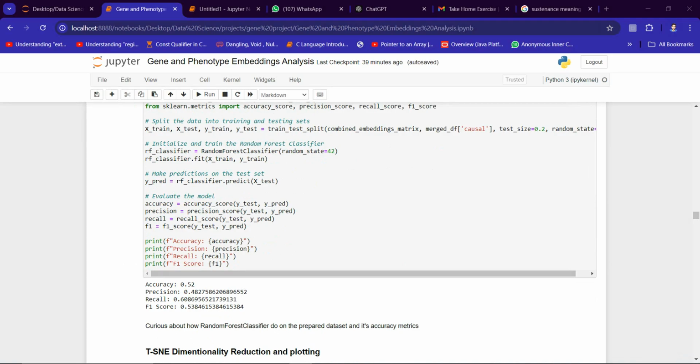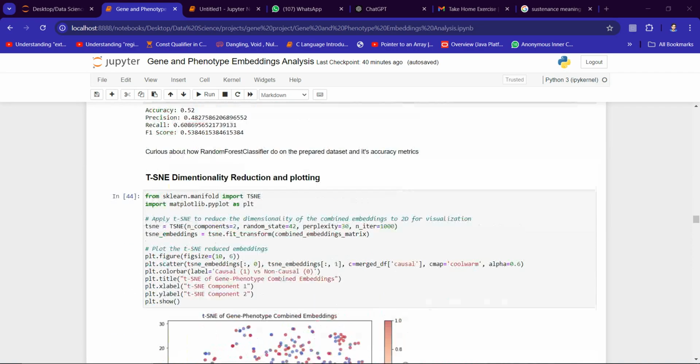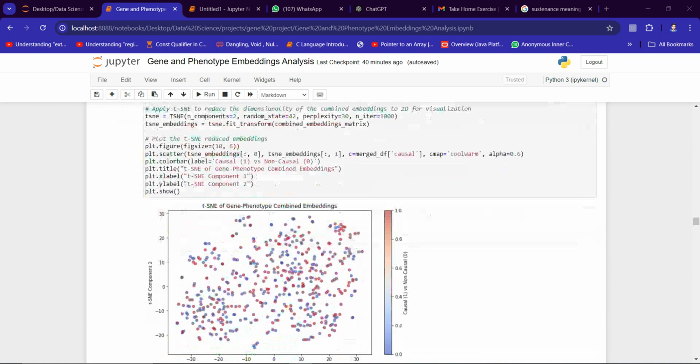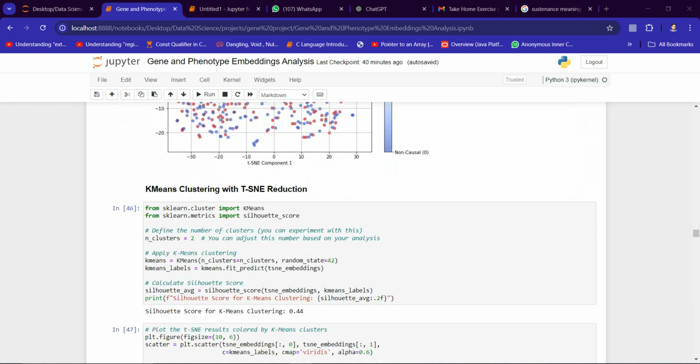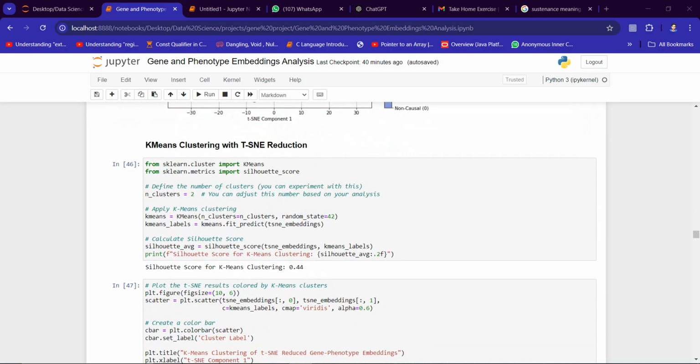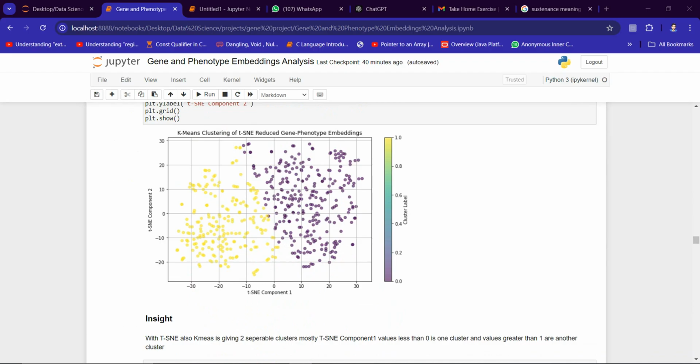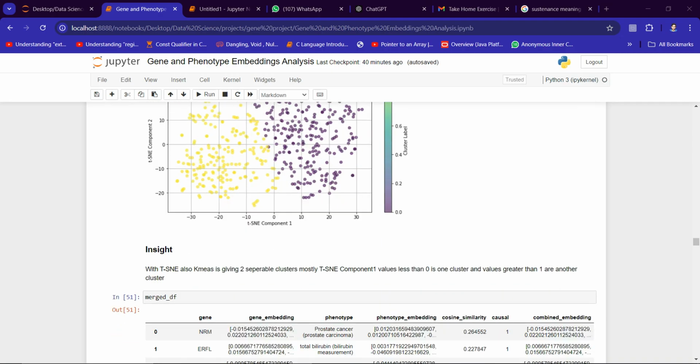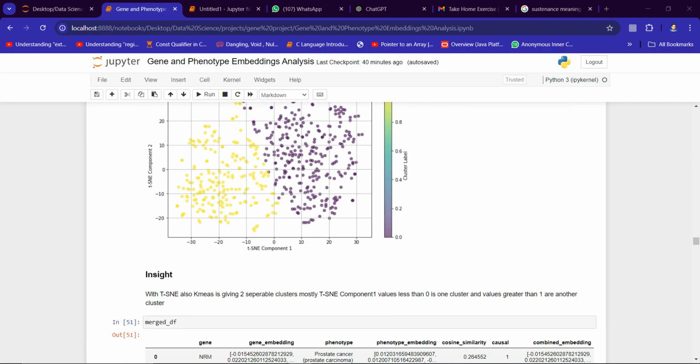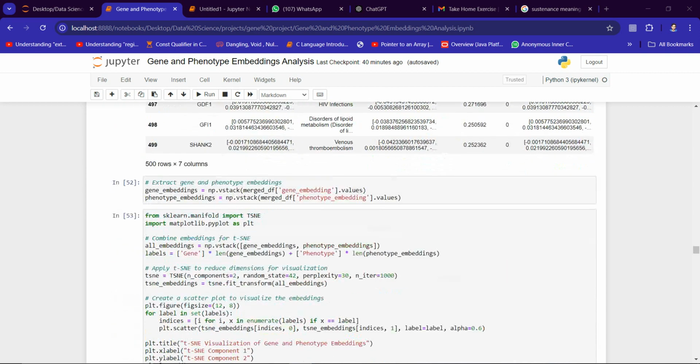I checked the accuracy and accuracy related metrics here, and here I do the TSNE dimensionality reduction and plotted it. Here I did k-means clustering with TSNE reduction, and I am getting two clusters. Most likely in TSNE component 1, around 0, the left side is one cluster and the right side is the other cluster. This is also an insight. If we want to reduce the dimension by 1 itself, we can take this component 1 of TSNE. Next, this is a measured data frame.